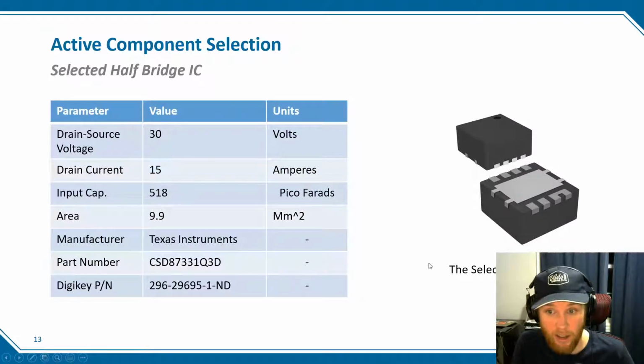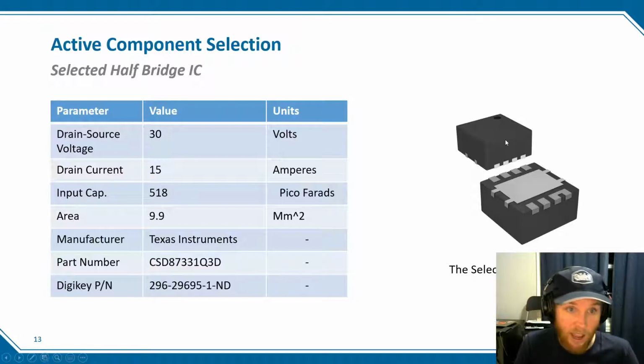So I actually selected the bottom FET, the Texas Instruments CSD half bridge IC. So this has the high side and the low side MOSFETs contained in it, and it's made specifically for high frequency switching buck converters. So as you can see, the input capacitance is really small at 518 picofarads, has a continuous drain current of 15 amps, an area of 9.9 millimeters squared. This is really tiny, and a drain to source voltage of 30 volts.